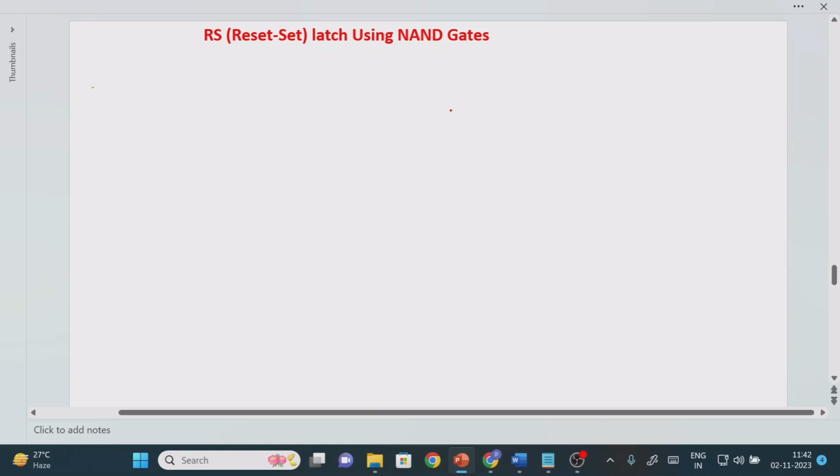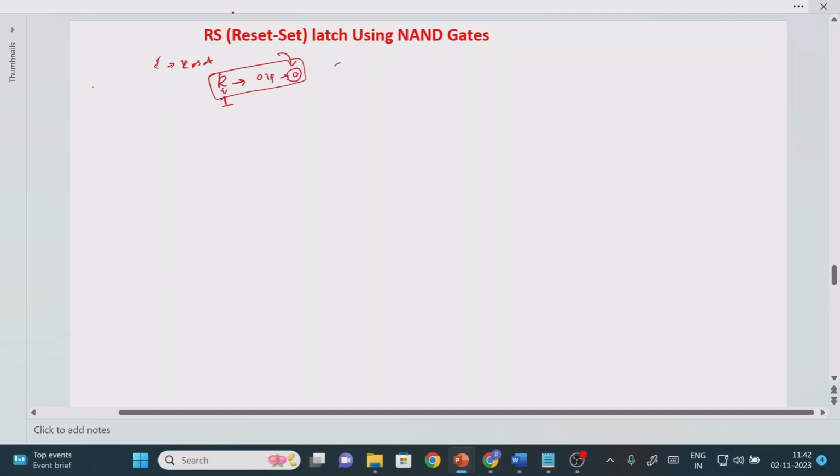What is the meaning of R? R means reset. What is the meaning of reset? The general meaning is that whenever the reset is activated, the output should be 0. Whatever the output value was, that output value should become 0. It means that when reset is activated, when reset equals 1, we should get 0 at the output. Remember, this is the important point.